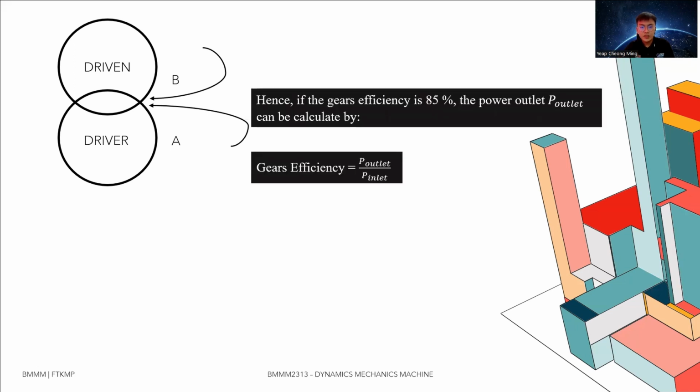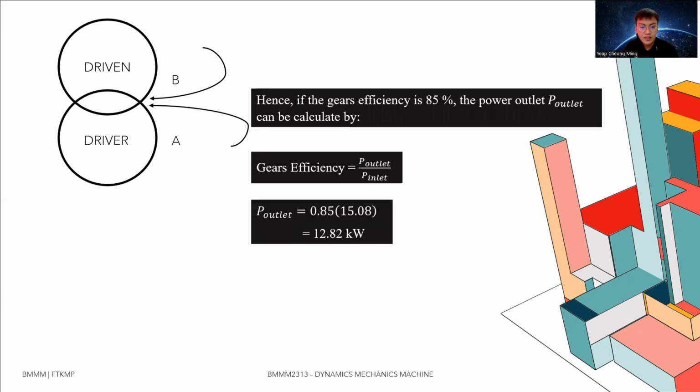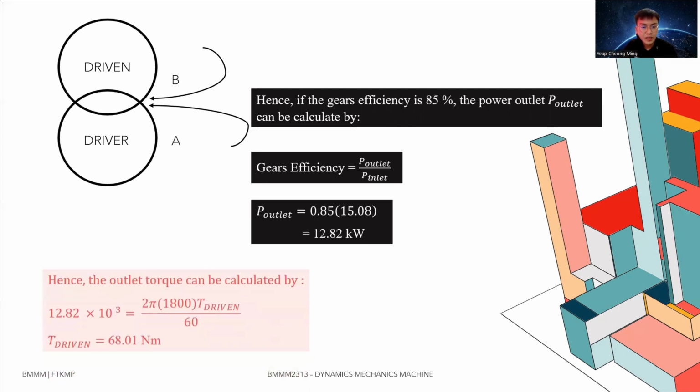Hence, if the gear is operating at an efficiency of 85%, the outlet power can be calculated by using these formulas. The gear efficiency is equal to the outlet power divided by the inlet power, and hence the outlet power is equal to 12.82 kilowatt. And by getting the outlet power, we can calculate the outlet torque, which is equal to 68.01 Newton meter. And I think that's all for my part.